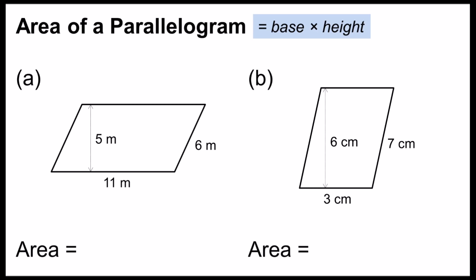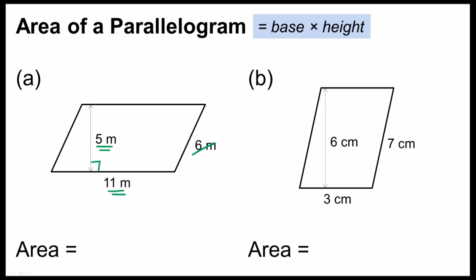In my first question, I have a parallelogram with a base of 11 meters and a height of 5 meters. I know that these are the lengths that I need to use because they're at right angles to one another, so they're perpendicular. I'm also given a length of 6, however, because this is on a slant or a diagonal, I can cross it off because I don't need it.